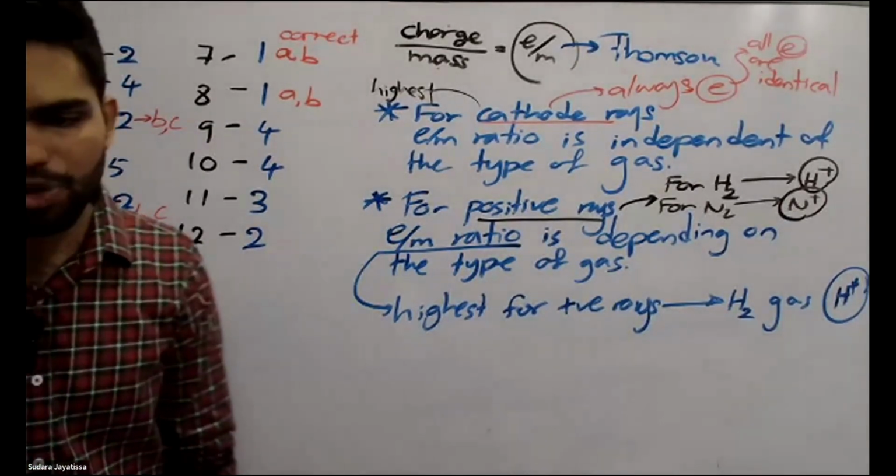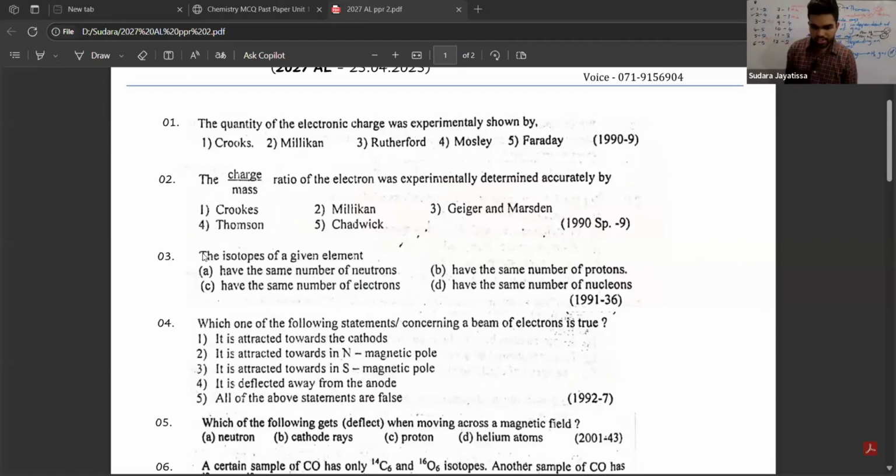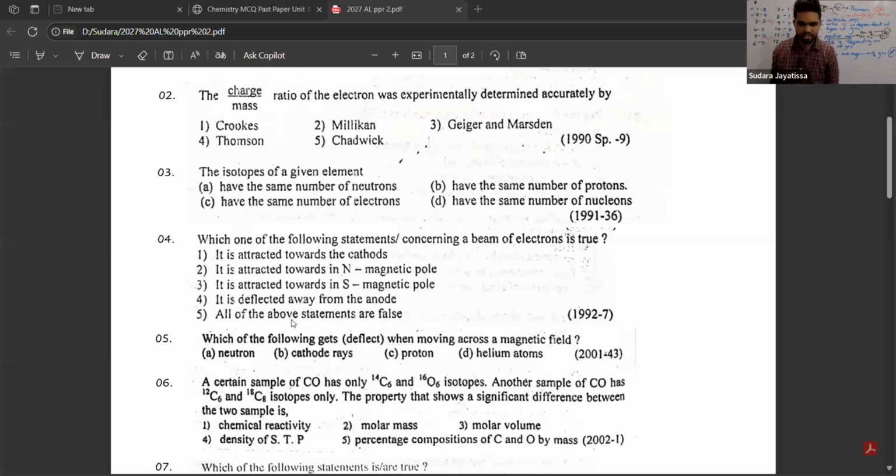Is there any problem with this one? Right, let's go to the third one. It is about isotopes. There are two questions here regarding isotopes, so let's quickly review them also. It's an ABCD type question, so there may be several answers. Isotopes of a given element.